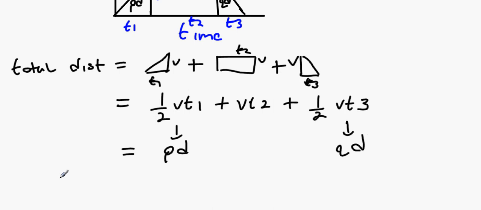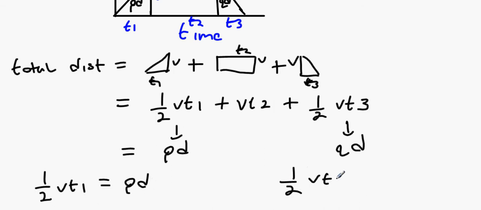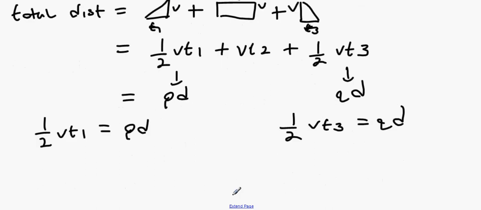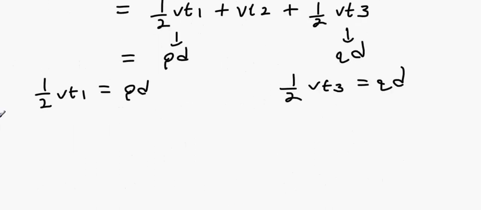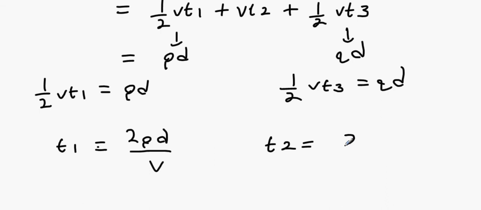So a half VT1 equals PD, and I have a half VT3 equals QD. So what we can do next is get the t's on their own. T1 equals 2PD over V. T3 ends up to be 2QD divided by V. So that's t1 and t3 respectively.